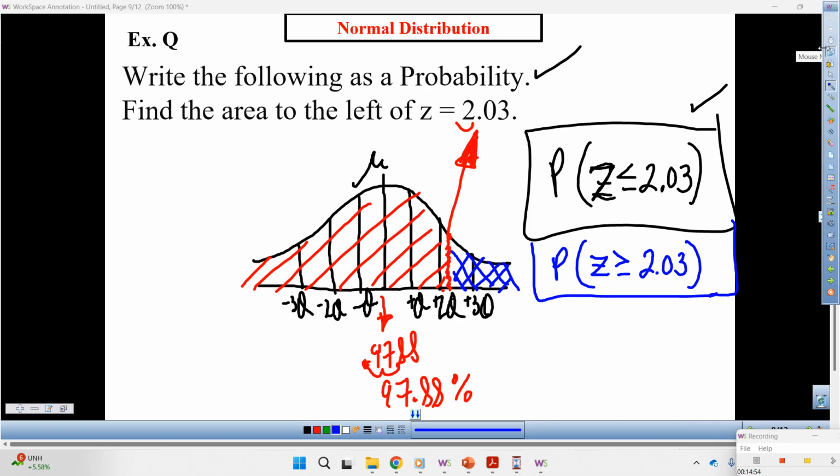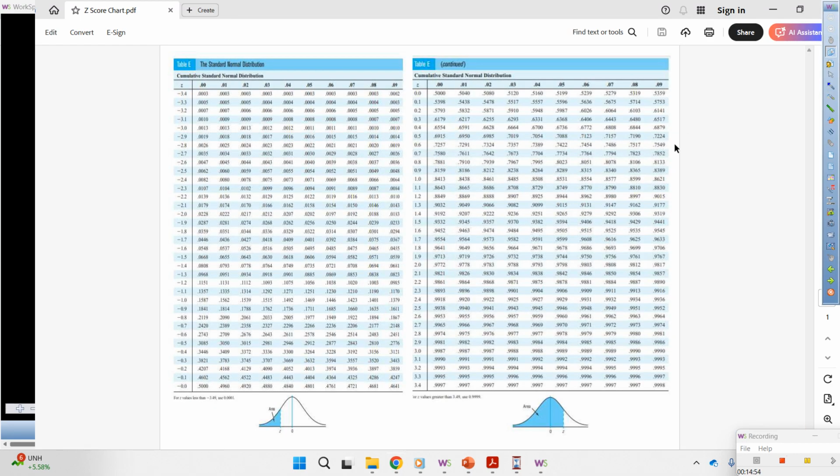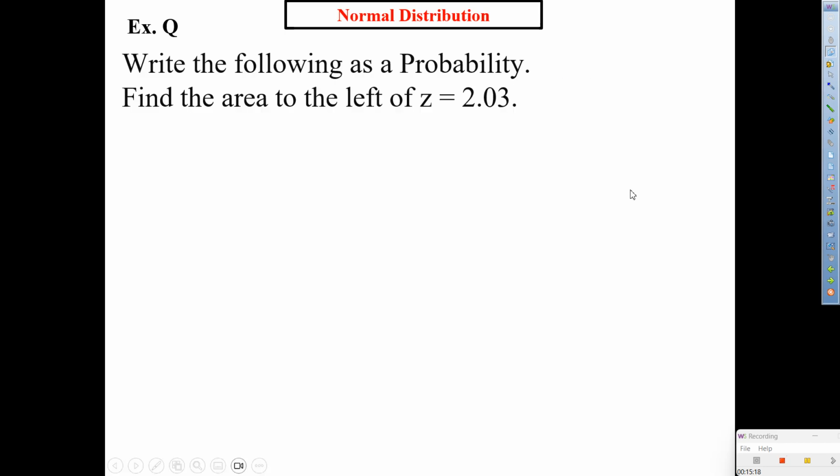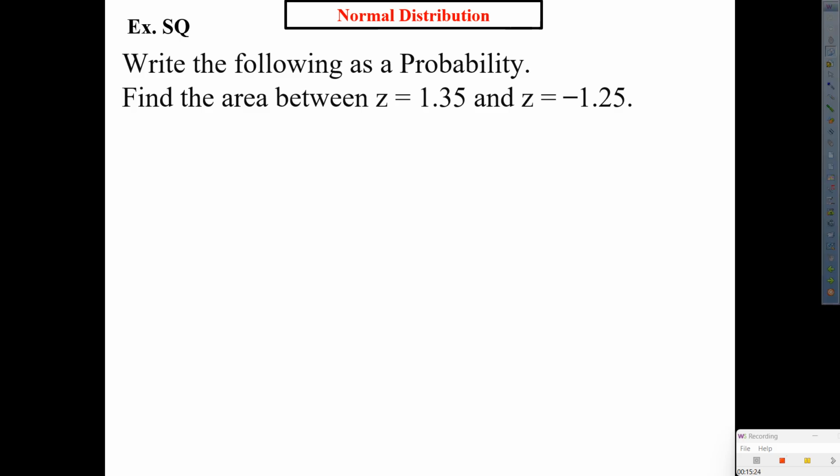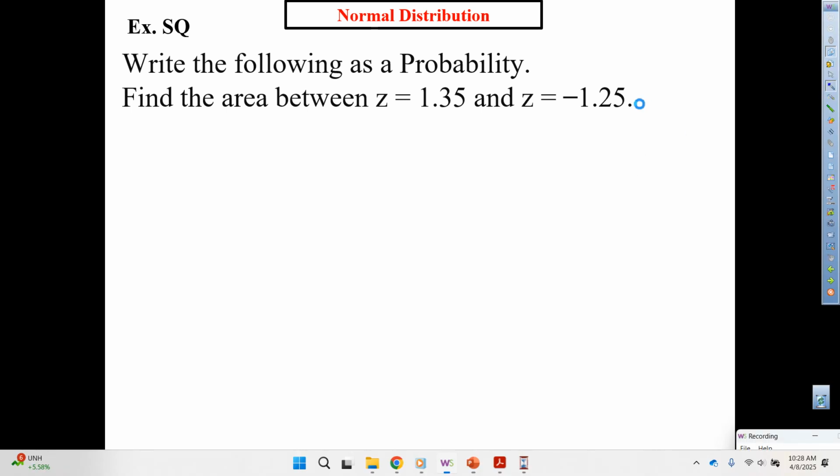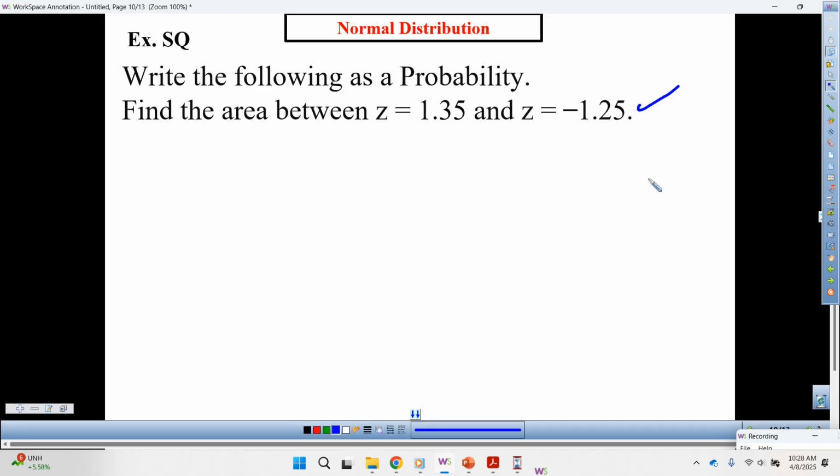All right, that was example Q. Let's go to example super Q. Copy this one, example super Q. Write the following as a probability. Find the area between Z 1.35 and Z negative 1.25. So once again, I want you to do first the second part, and then we'll come back to write the probability. All right? Give you some time. Copy and go.